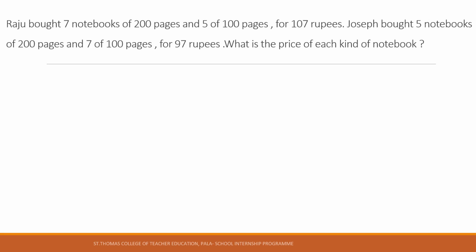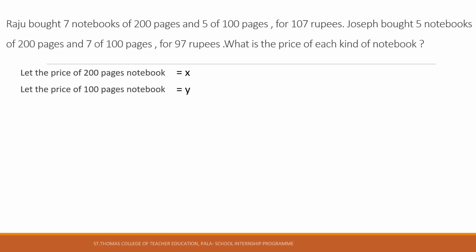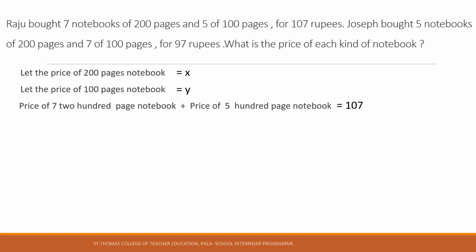So here, what is the first thing that you are going to do? Yes, we are taking the price of each kind of notebook, isn't it? So let the price of the 200 pages notebook be X. Let the price of the 100 pages notebook be Y. Very good. Now, look at the first sentence. Price of 7 200-page notebooks plus price of 5 100-page notebooks is rupees 107, isn't it?